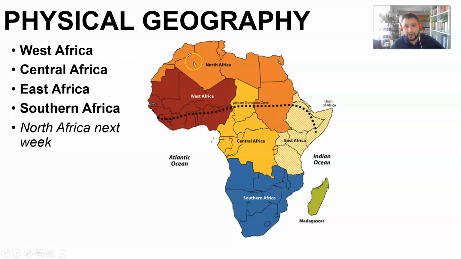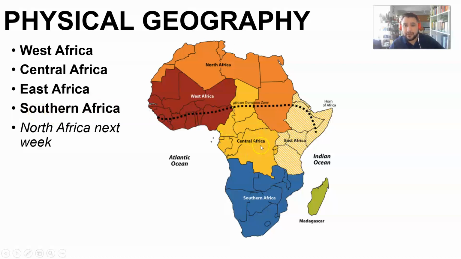We also include North Africa. North Africa is usually included in the unit on the Middle East and Central Asia because culturally and linguistically it's closer to the Arab world because of its relationship with Islam. And here we find countries like Morocco, Algeria, Egypt, and North Sudan, or just Sudan, excuse me.